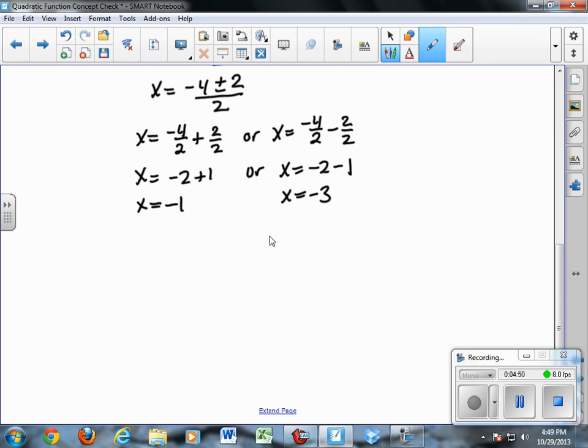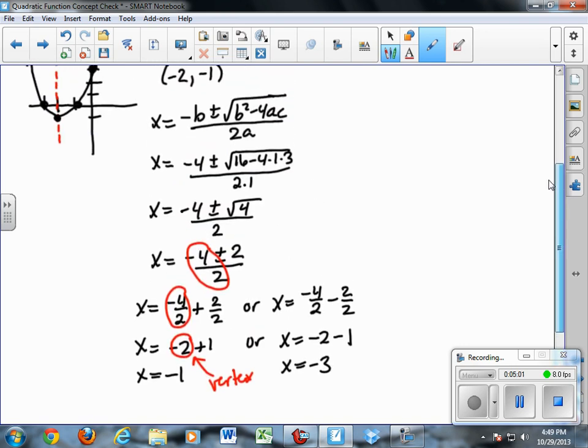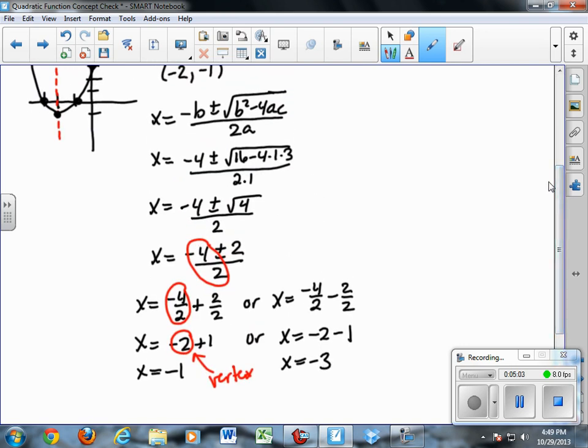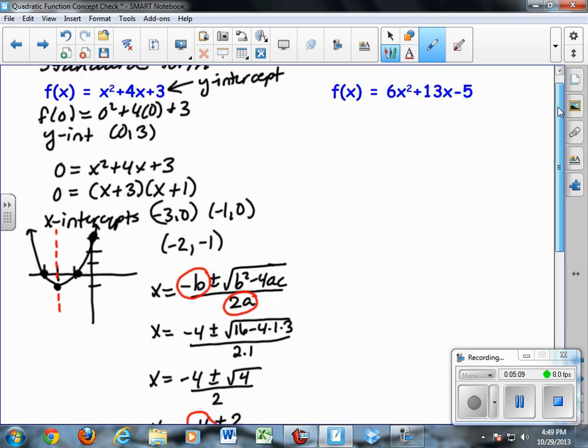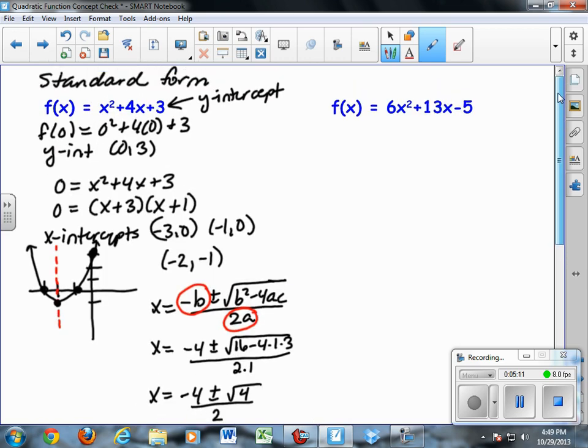This number right here is my vertex. Where did that come from? If we trace that all the way back, where did that number come from? Negative b over 2a.